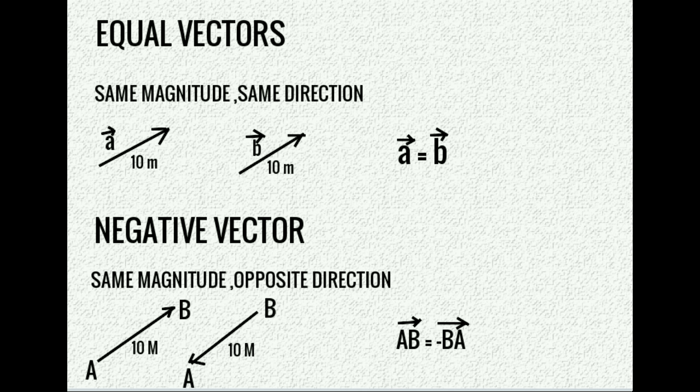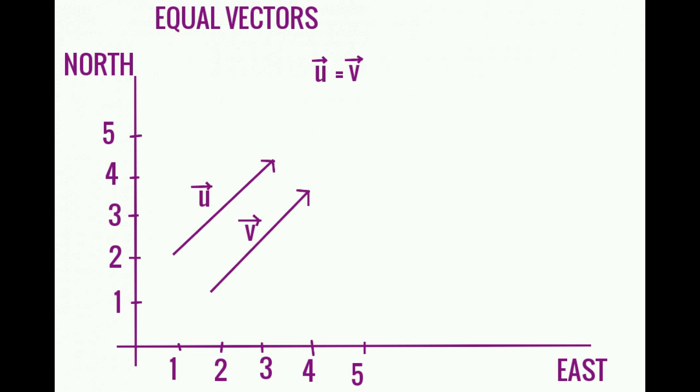As I already said, for equal vectors the magnitude and direction are both the same. So how do we represent this in a graph? It need not always be on the x axis or just on the y axis. Even so, two vectors need to be on the same plane. That's the idea. So in the diagram, what you see is equal vectors: vector U and vector V are equal. This is how we can represent it in a Cartesian plane.